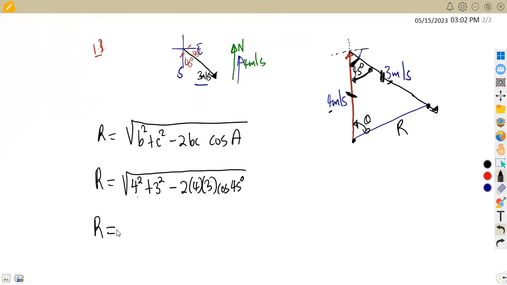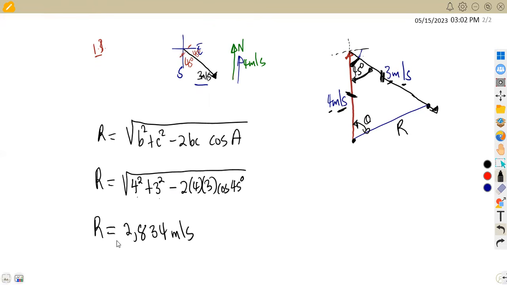From this information, we are going to obtain our resultant, which is in this case going to be 2,8336, something like that. The units are meters per second. So this is going to be in meters per second.